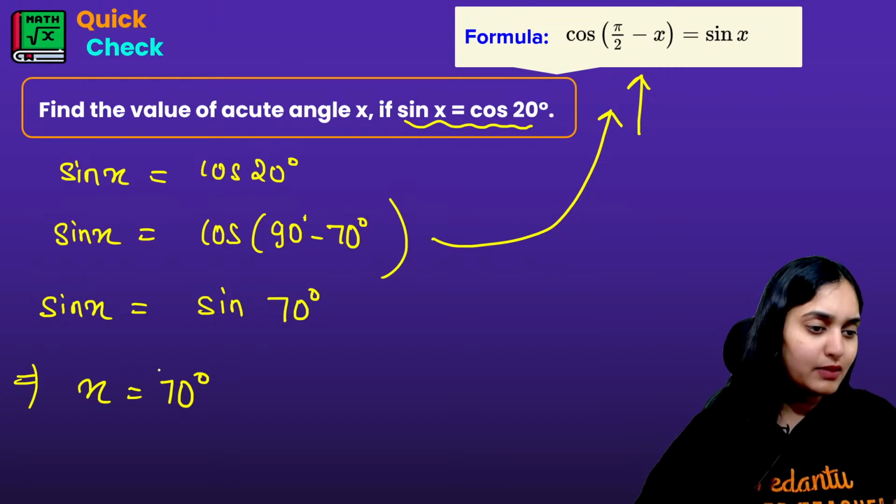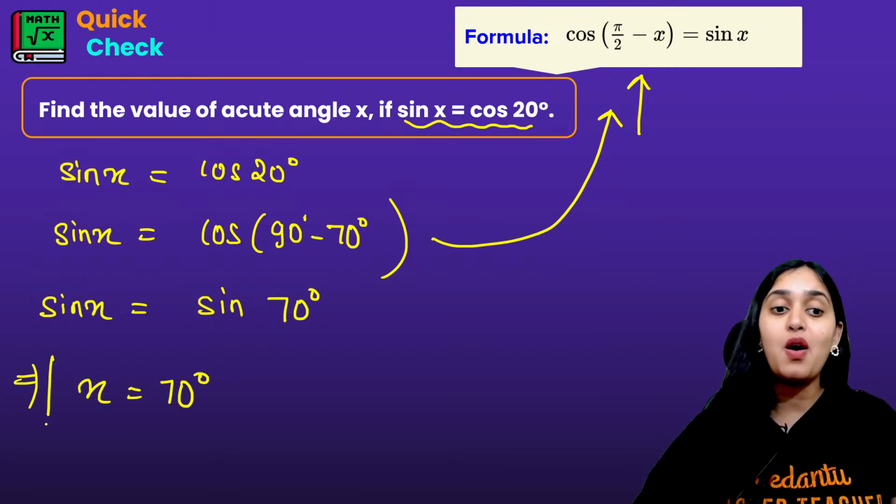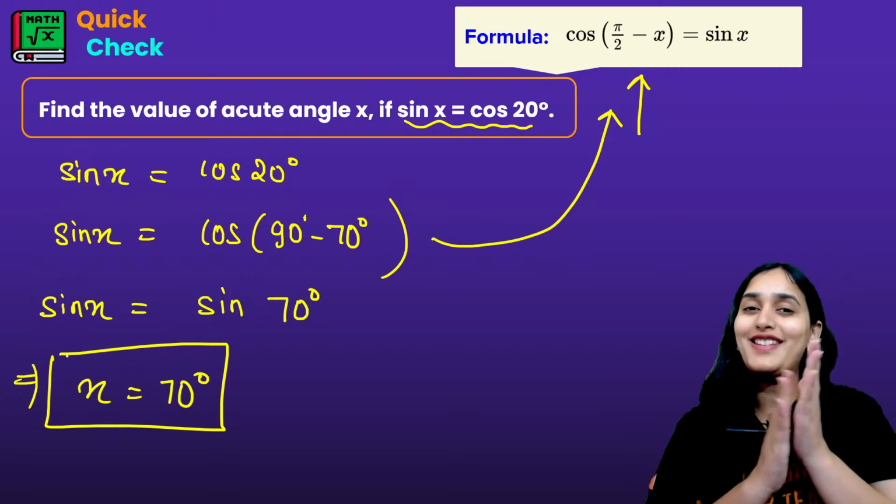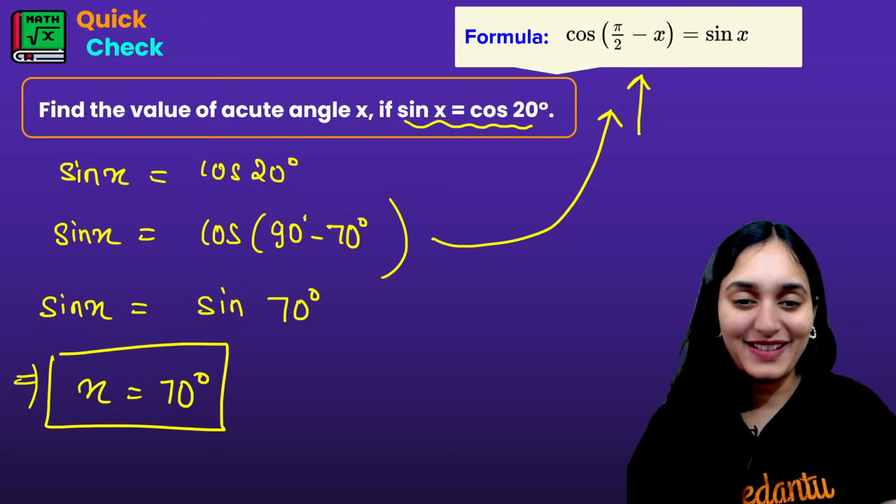Understood? Ma'am, I got admission in NIT Calicut. Wow, that's so awesome. Congratulations. Well done, well done.